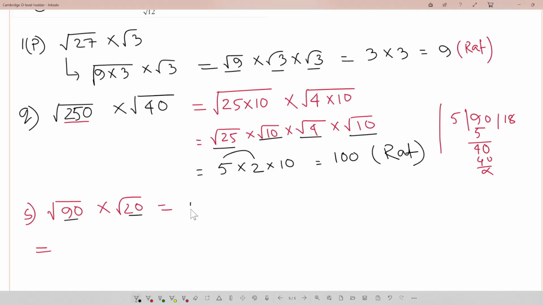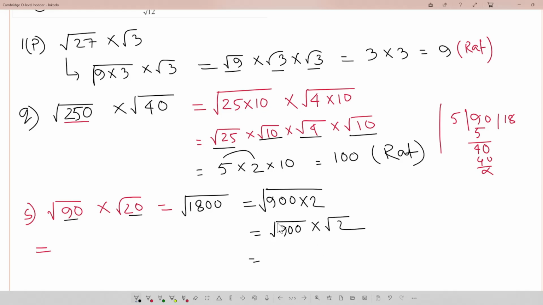90 times 20, it will be root 1800. So this 1800 we can write as root 900 times 2. This 9 is a perfect square, so 900 is also a perfect square. It means root 900 times root 2. So root 900 becomes 30, and here is root 2. And finally this one is what? Irrational number.